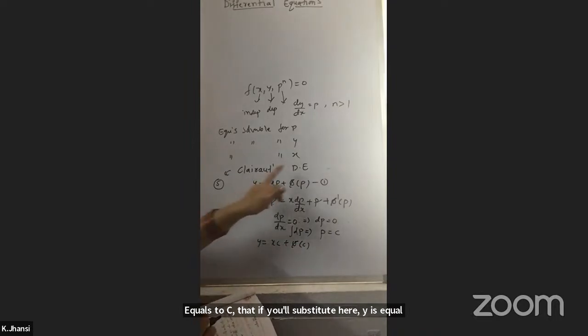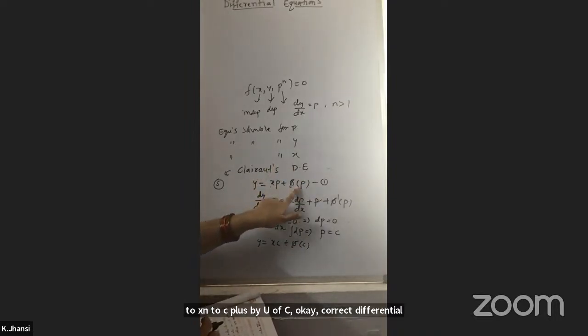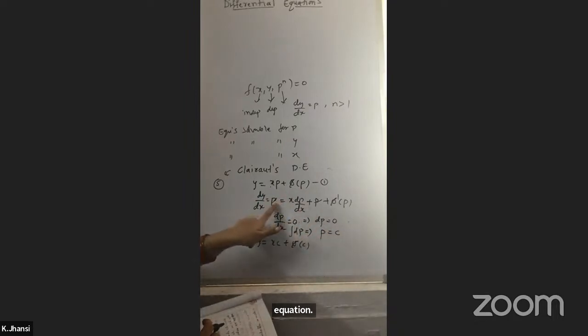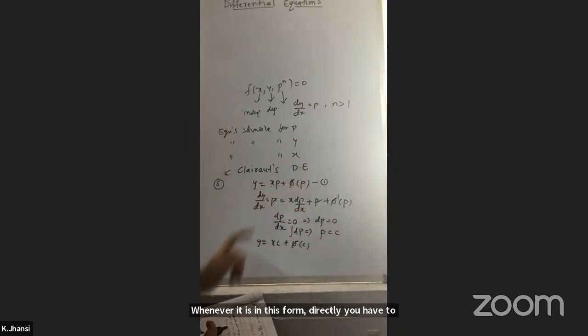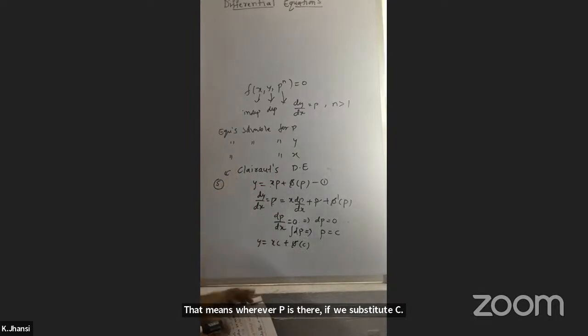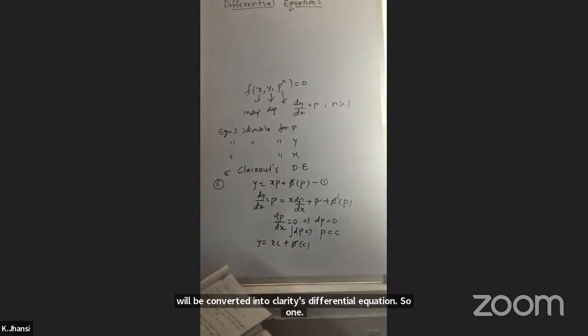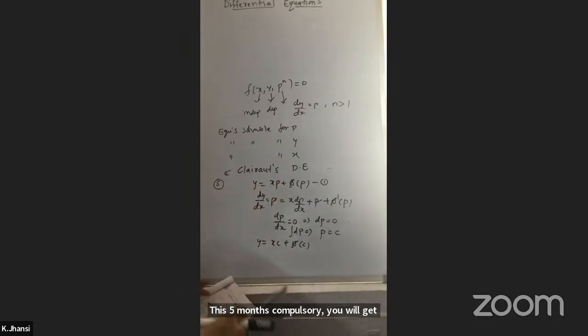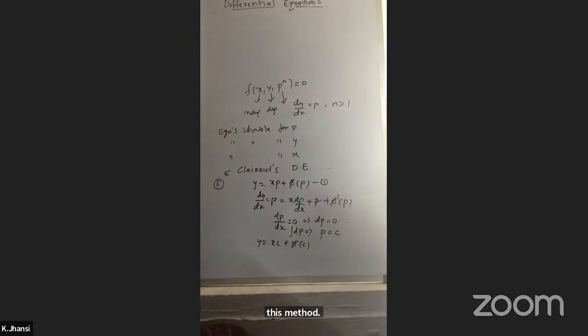Okay. Clairaut's differential equation, whenever it is in this form, directly you have to substitute the p value as c. That means wherever p is there, if you substitute c, it's enough. That will be converted into the Clairaut's solution. So this 5 marks question you will get compulsorily. So if it is not in the form of Clairaut's differential equation, then some other procedure will be there. That is somewhat lengthy, which you can see in the textbook. Okay. So if it is directly in the form, you can easily apply this method. It is page number 135 you have.